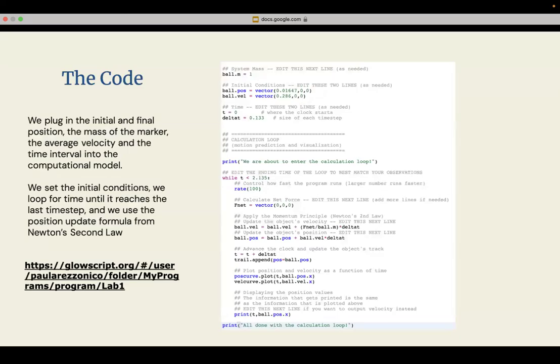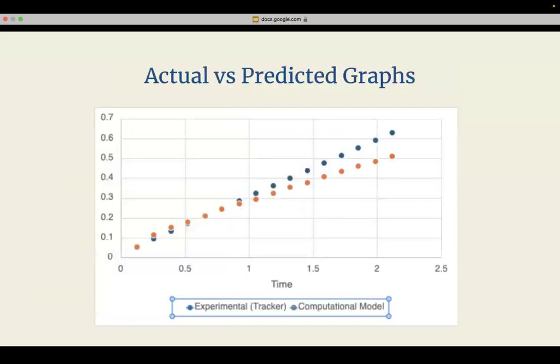When it comes to the code, we plug in the initial and final position, the mass of the marker, the average velocity, and the time interval. We also set the initial conditions and loop for time until it reaches the last time step, and therefore allowing us to use Newton's second law. I put a screenshot of the code from CloseScript and also the link.